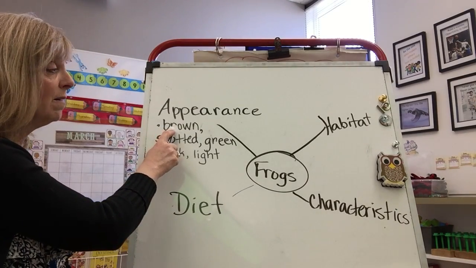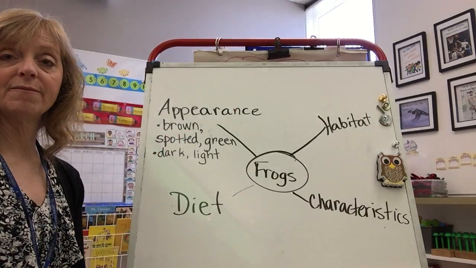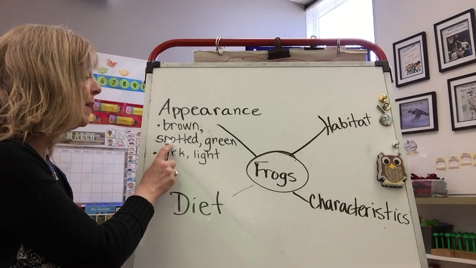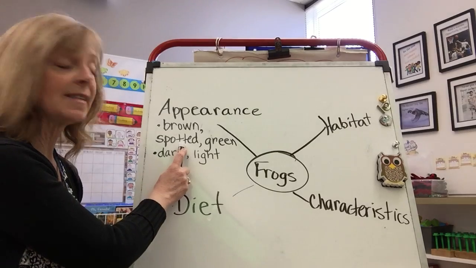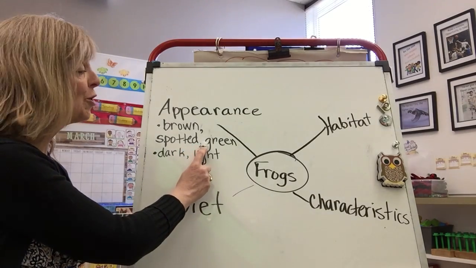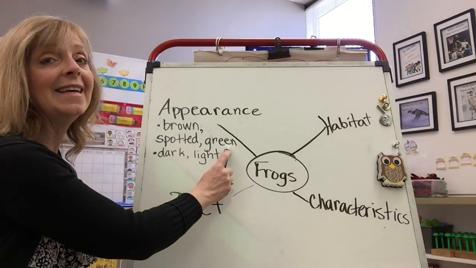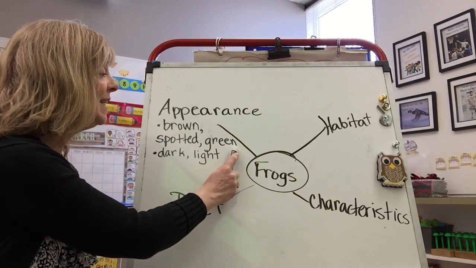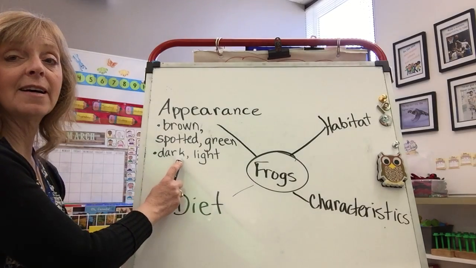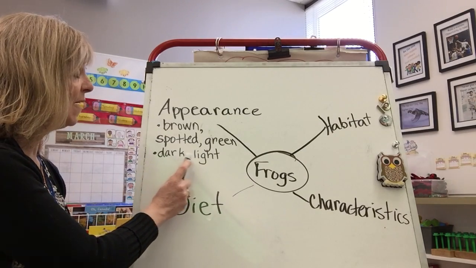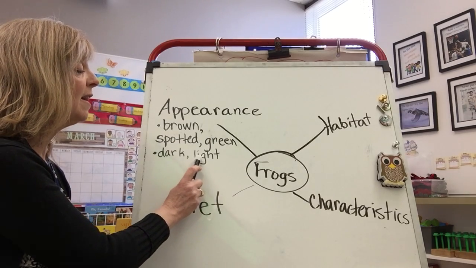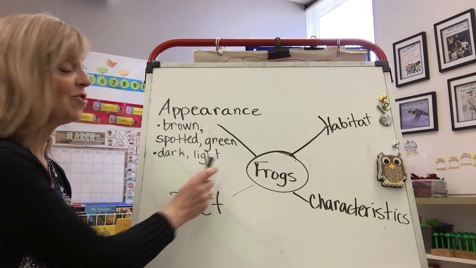Brown, B-R-O-W-N. Spotted, you could probably sound that. Spot, two T's, then ed. Green is a sounding out word. Gr-e, like C, double E, and an N. They can be dark, D-A-R-K, A-R for the R sound, or light. Light you can sound out except for the G-H. L-I, then G-H and T, light.